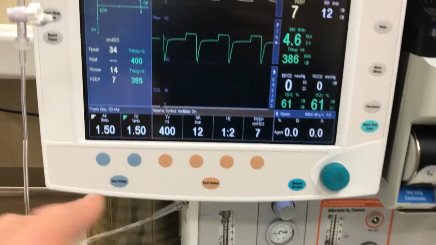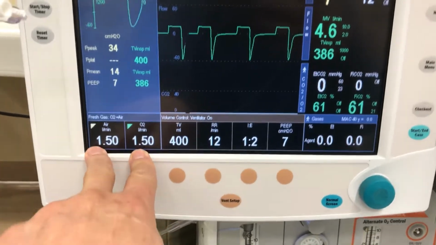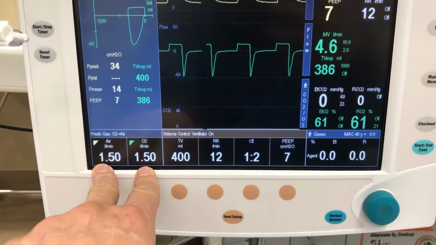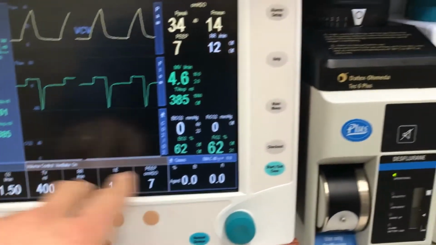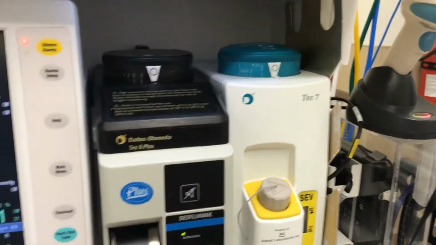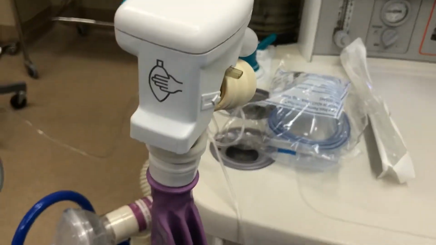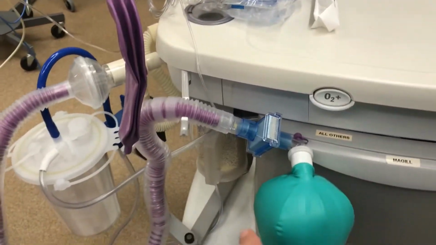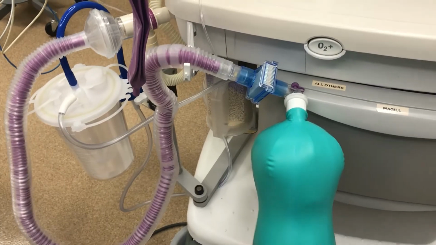So to kind of follow the gas flow, we have 2 adjustable settings. We have air and oxygen that feed into the system. Typically those would go through the vaporizers, but these would come off, and then they'll go into the breathing circuit and cycle into the patient lung. Here I'm using my bag as a test lung.